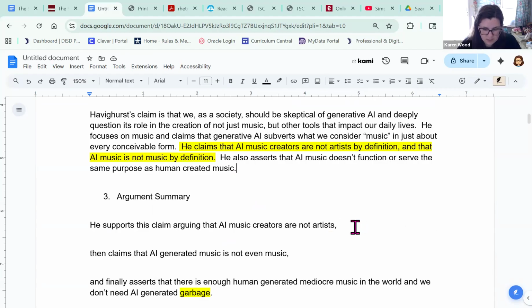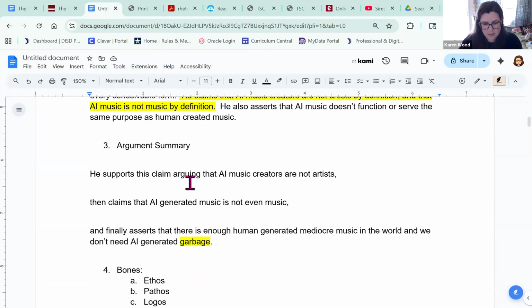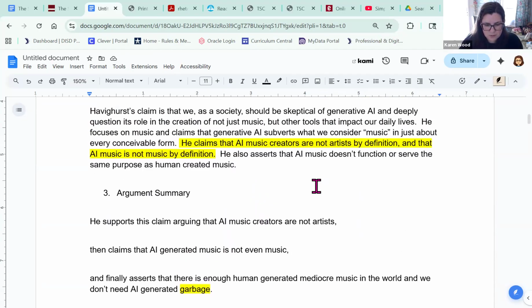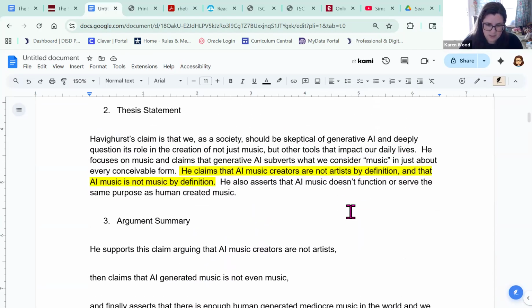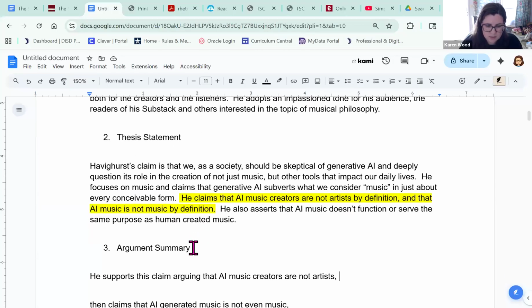Okay. He supports his claim that AI music creators, oh my gosh, I'm getting so tripped up. I'm sorry. AI music creators are not artists. This is kind of, I'm just going to put this in the same thing.